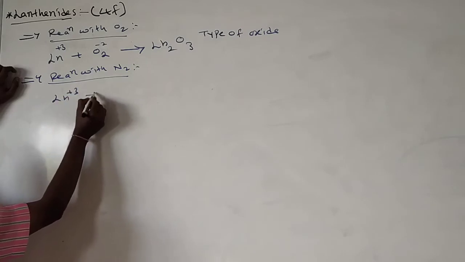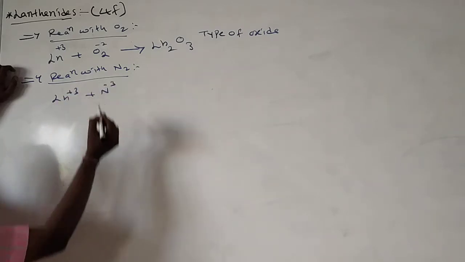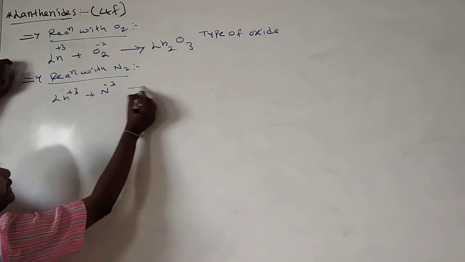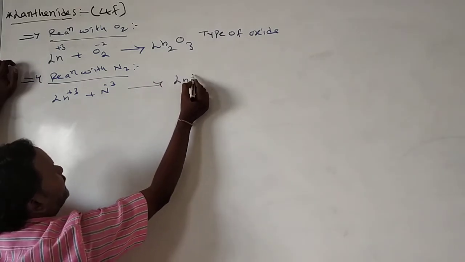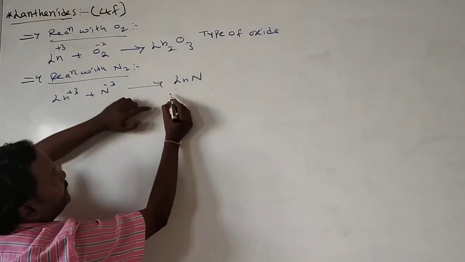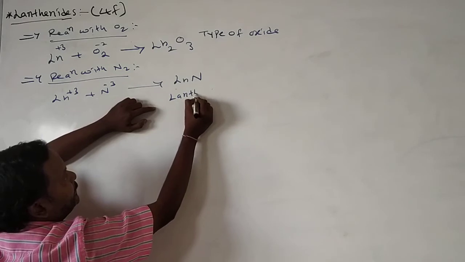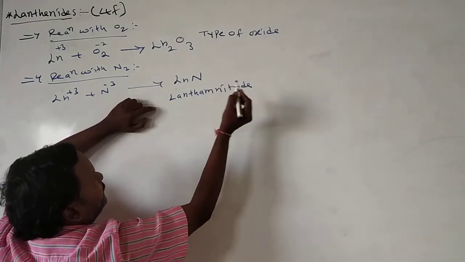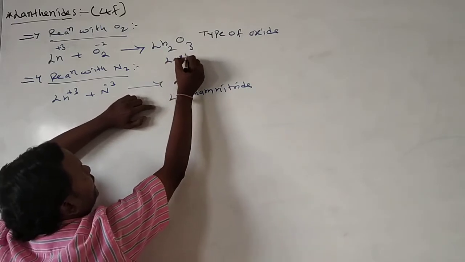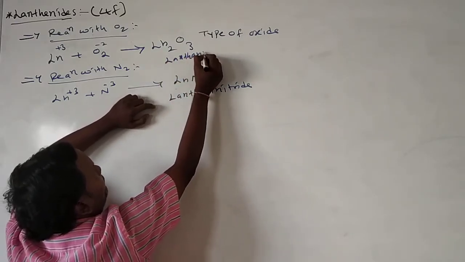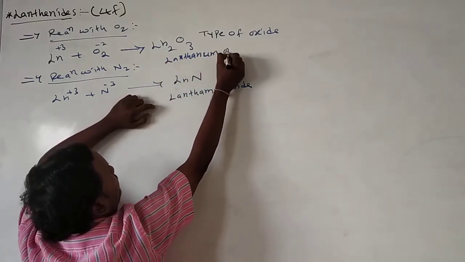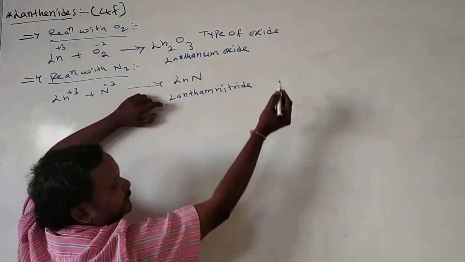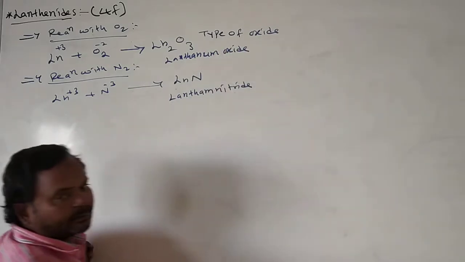Lanthanum +3 reacts with nitrogen -3. Here it forms LnN, lanthanum nitride. We call it lanthanum nitride.